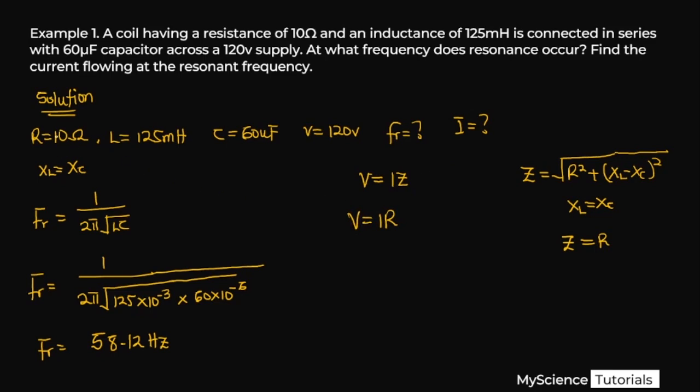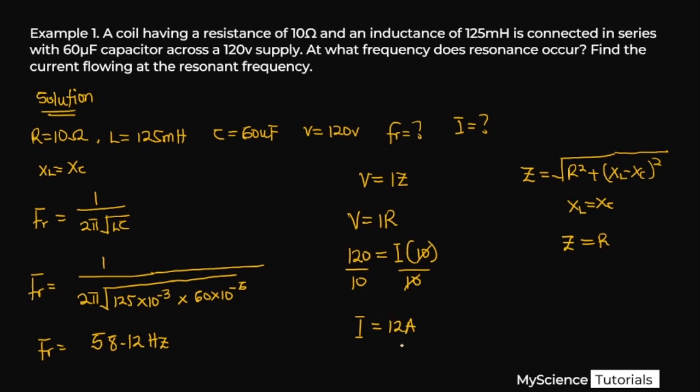Now we're told that the resistance in this particular circuit is 10 ohms, and the voltage is 120 volts. So we have 120 is equal to our current I multiplied by the resistance, 10. If we divide both sides by 10 and cancel, we have our current equal to 120 on 10, which gives us 12 amperes as our current.